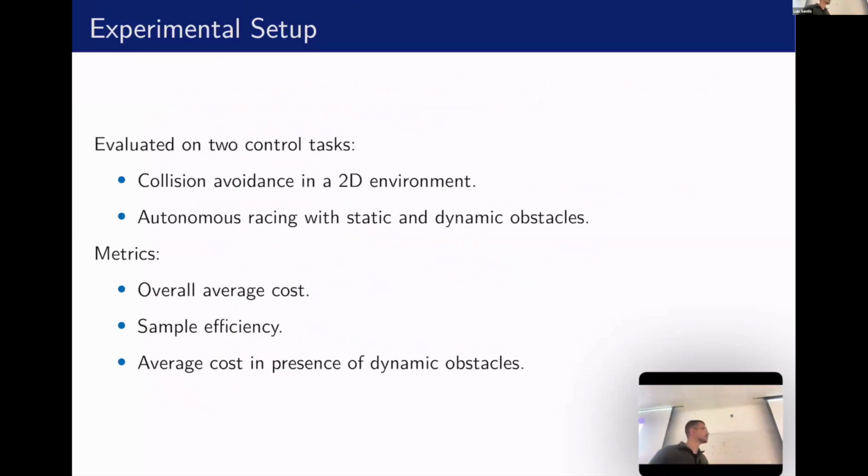Now coming to the simulation, we consider two problems. One is collision avoidance in a 2D environment where we consider dynamic obstacles. The second is autonomous racing, where we take the circuit track from the Japan Racing Challenge, which consists of static as well as dynamic obstacles. The metrics are again the overall average cost with samples, then the sample efficiency, and the overall cost in the presence of dynamic obstacles.